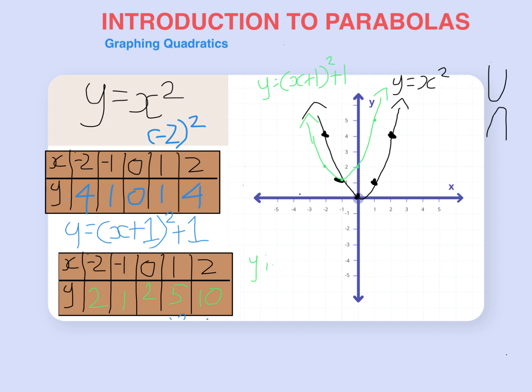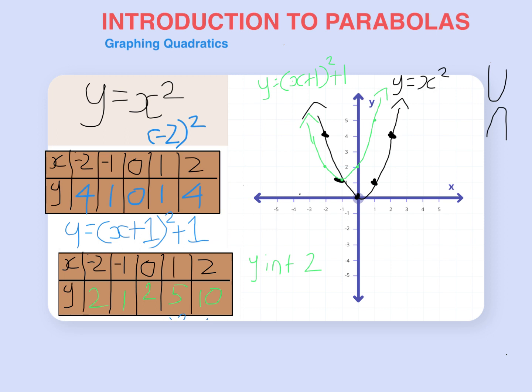Parabolas always have a y-intercept. They don't always have an x-intercept. As you can see here, this one doesn't have an x-intercept. It doesn't ever hit the x-axis. But all parabolas do have a turning point. So the turning point of this parabola is here. It's coming down, stops, and turns around.